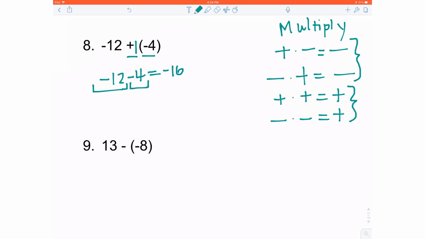Here, same thing. We're going to put that 1 in between the sign and the parentheses. We have negative 1 times negative 8. Negative times negative is positive, so this becomes 13 plus 8, and 13 plus 8 is 21. Okay?